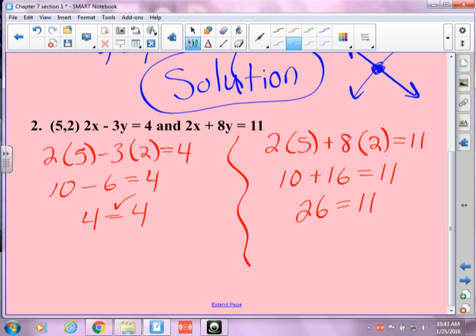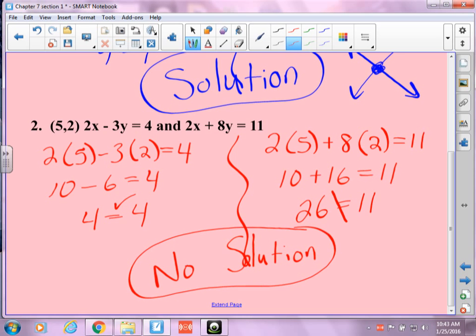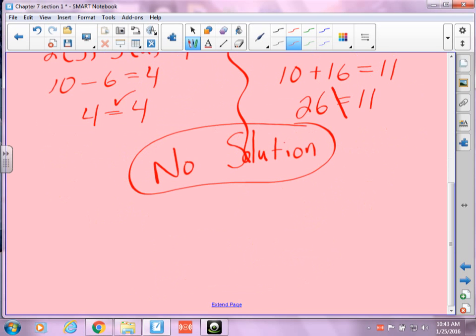Second equation work? No. So it's no solution. Okay, and this is what's going on. Do you see in the first equation that dot is on the line? Do you see that?